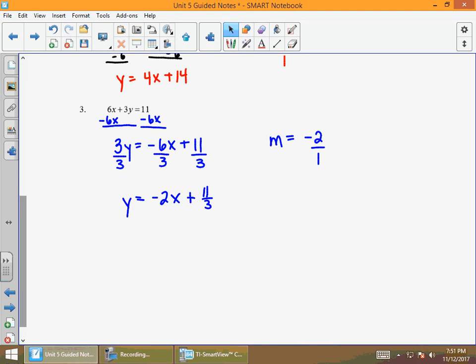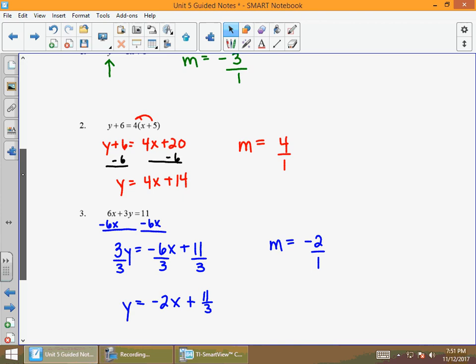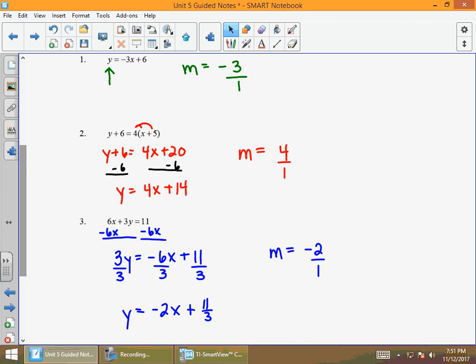But finding the slope when given the equation of a line is nothing more than get the equation into y equals form. And then take the number that shows up in front of the x. And that is your slope.